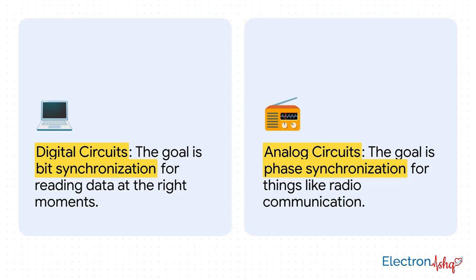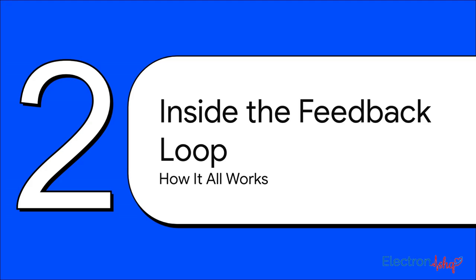Now, what this locking actually achieves can look a little different depending on where you use it. In the digital world, a PLL is all about creating a super stable clock signal. This makes sure we get what's called bit synchronization, so data gets read at precisely the right moments. But in the analog world, it's more about generating carrier waves for phase synchronization, and that's absolutely crucial for things like radio communication. All right, so now let's pop the hood and go inside this feedback loop to really understand the magic behind how this whole locking mechanism works.